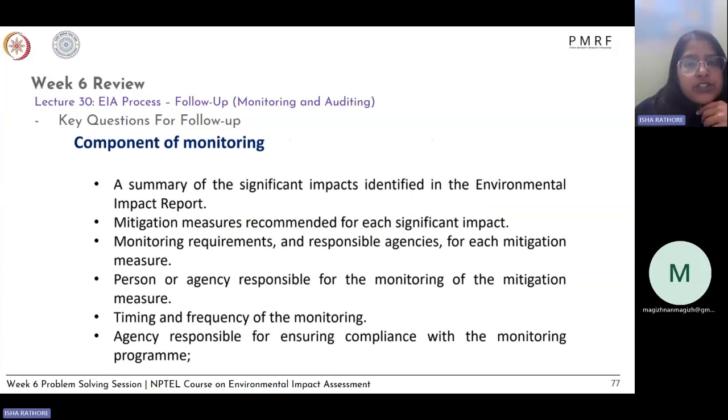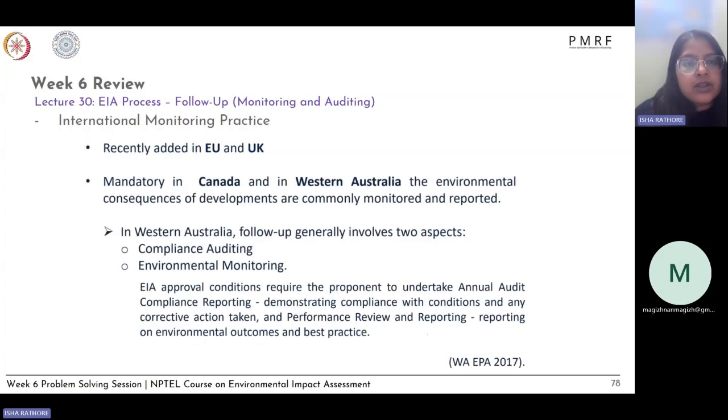Then component monitoring should include a summary of significant impacts which were identified in the environmental impact report. It should include the mitigation measures which are recommended for each of the significant impacts, what monitoring requirements are needed, and which responsible agencies will be monitoring these different parameters for each of the measures. Then the personnel or agency responsible for monitoring, the timing and frequency of the monitoring, and the agency responsible for ensuring compliance with the monitoring program.